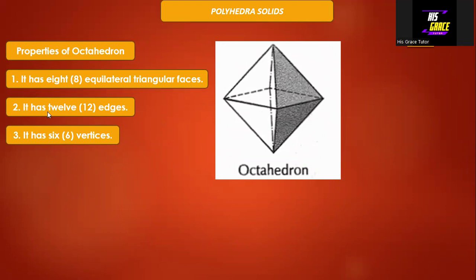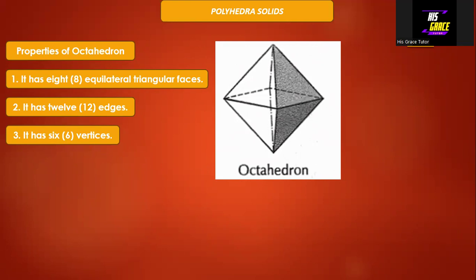Then it has 12 edges. So where are the edges? It has 4 along this part, 4 along this part, and 4 along this part, making 12. Then it has 6 vertices. So where are the vertices? 1, 2, 3, 4, 5, and 6. So those are the properties of an octahedron.